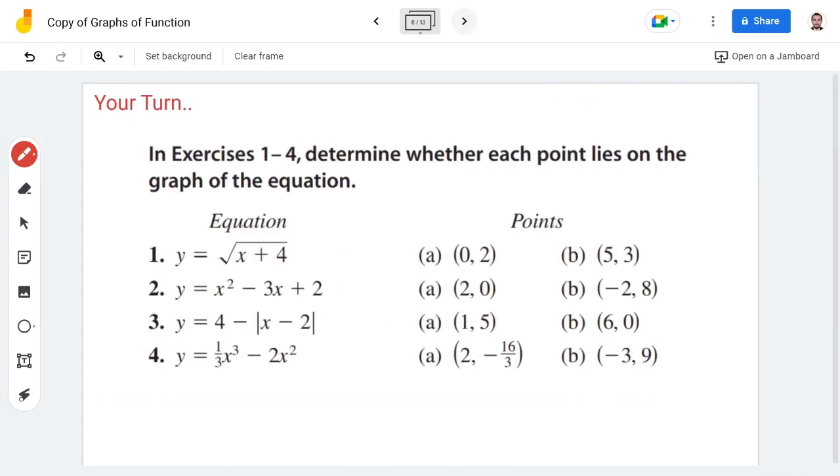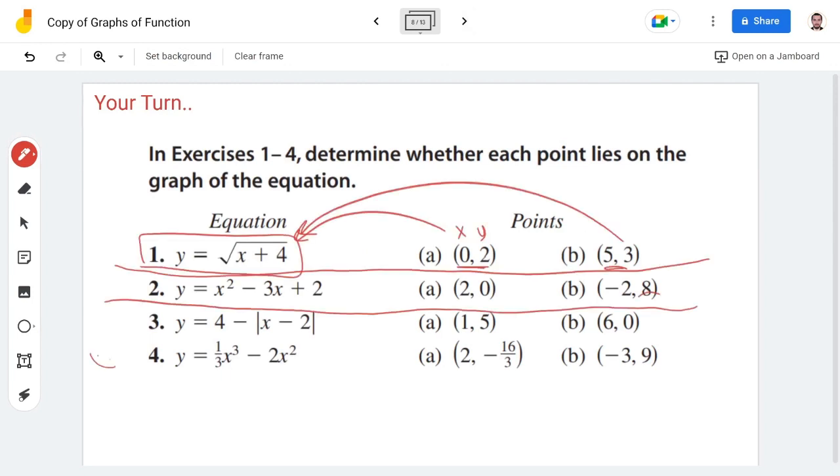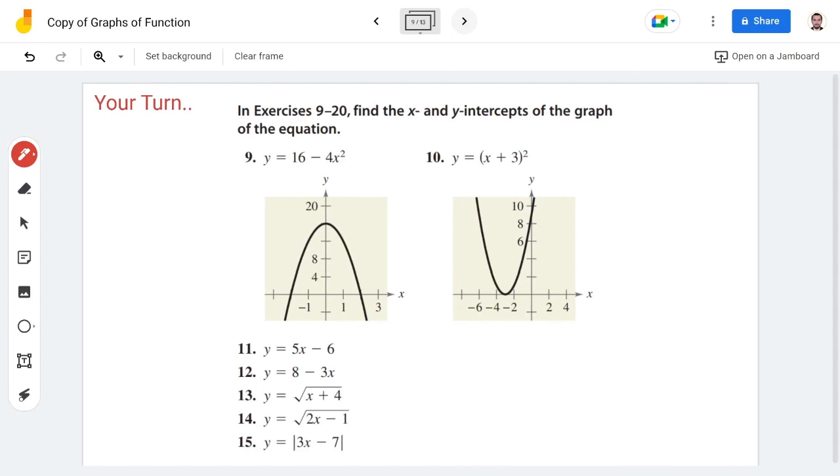Yes, try to start solving them. Okay, try to solve these questions now. Try to solve them, girls, and after that we will finish them.